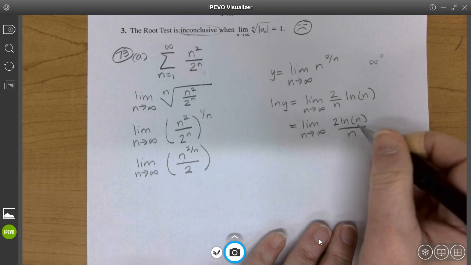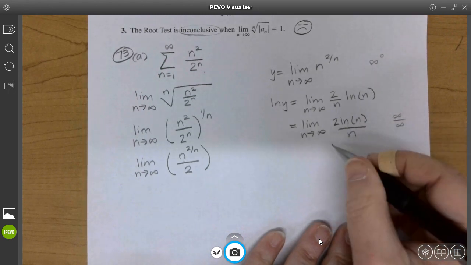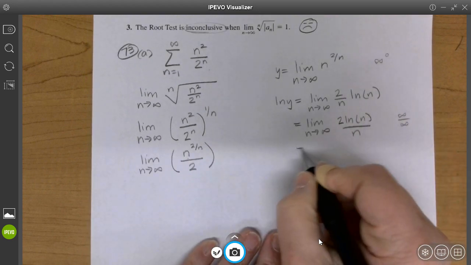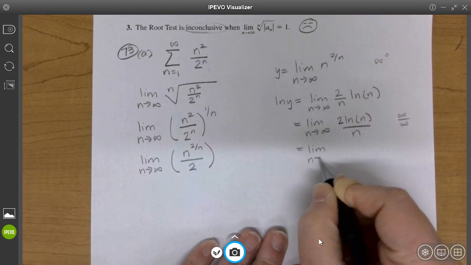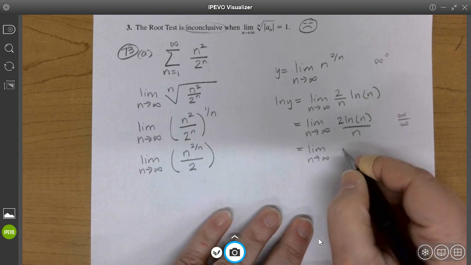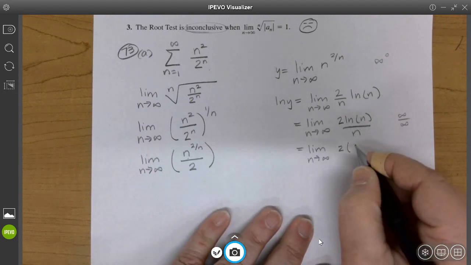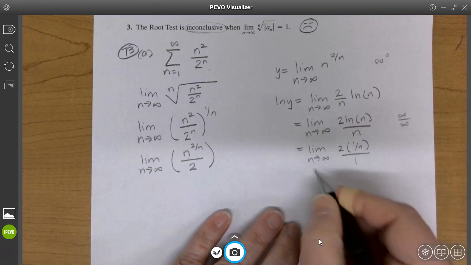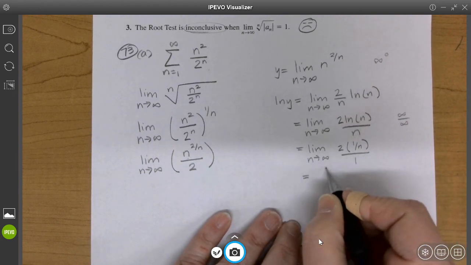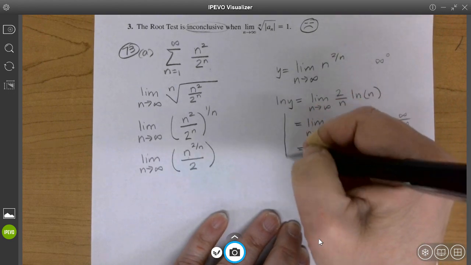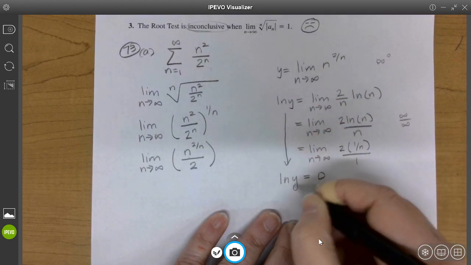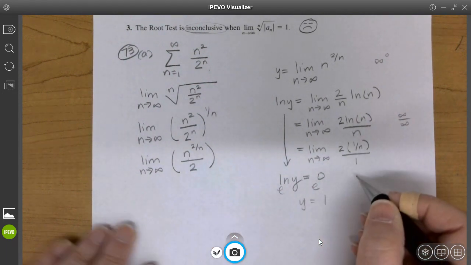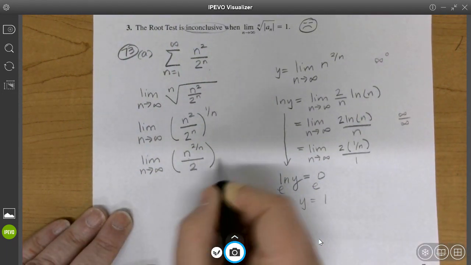And now this is infinity over infinity, because as n goes to infinity, the natural log goes to infinity, and so does n. So I can use L'Hopital's rule and say the limit as n goes to infinity of 2 times the derivative of the natural log of n, which is 1 over n, over the derivative of n, which is 1. And now I can say the limit as n goes to infinity is 0, but I have to bring the natural log down. This is the natural log of y. So we exponentiate both sides, and we get y equals 1. So this limit right here is equal to 1.